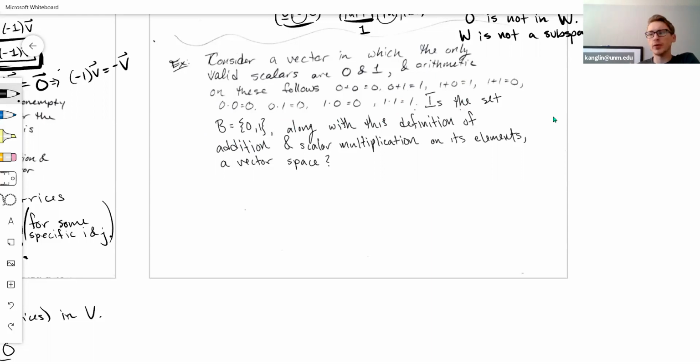and show that it's non-empty. We can see right away this set is non-empty. There are 2 elements in this set. There's at least 1, so it's non-empty. But what about addition? Let's see about closure under addition.